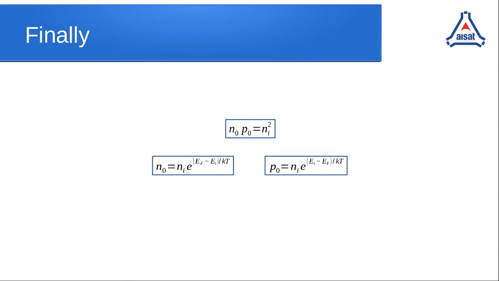Our mathematical derivations have given us three relationships which we will be using in our further discussions. The first question of the first assignment is to find the representation of N0 is equal to Ni e raised to EF minus EI by KT and P0 is equal to Ni e raised to EI minus EF by KT from our previous relationships. So that will be the first assignment in our discussion on semiconductors.